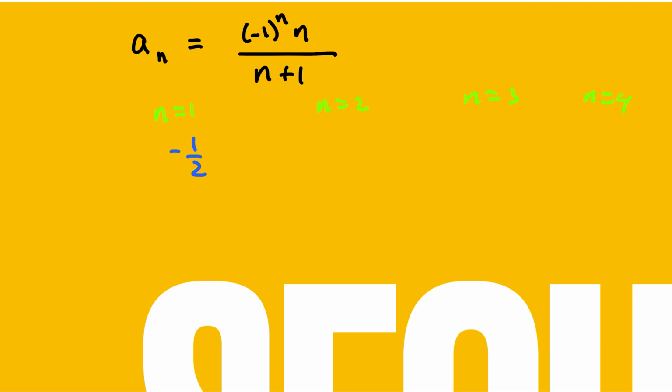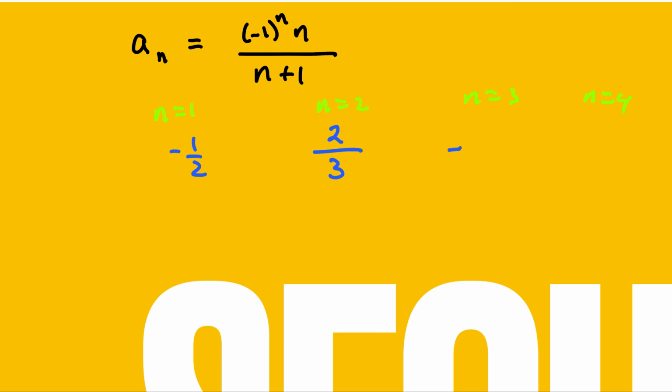And likewise, when n is odd, this term will be negative. So that makes it easy. We jump from negative to positive to negative to positive. And then we can just concentrate on filling in n over n plus 1. For n equal 2, 2 goes on the top, and then 3 goes on the bottom. We jump back and forth between negative and positive, so the next term would be negative.